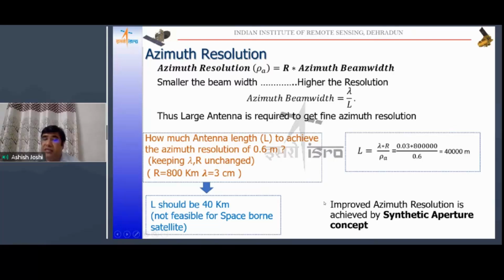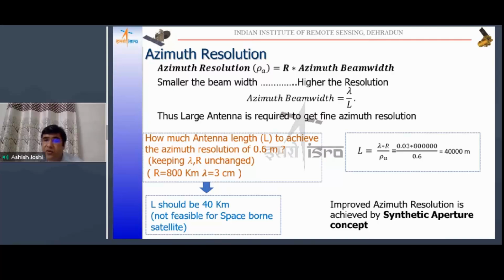So what is the antenna length of the radar or SAR if we want an azimuth resolution of 0.6 meter? The requirement is 40 kilometer. It is a very big antenna, and we cannot carry such a big antenna in space. So we have to have a different technology to get a better azimuth resolution.